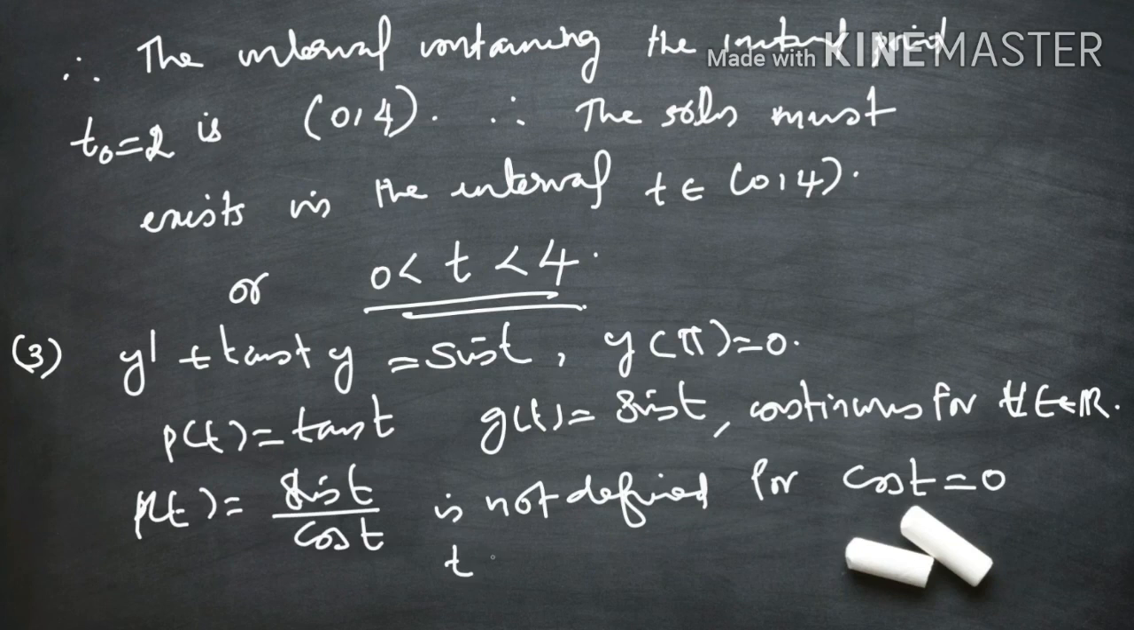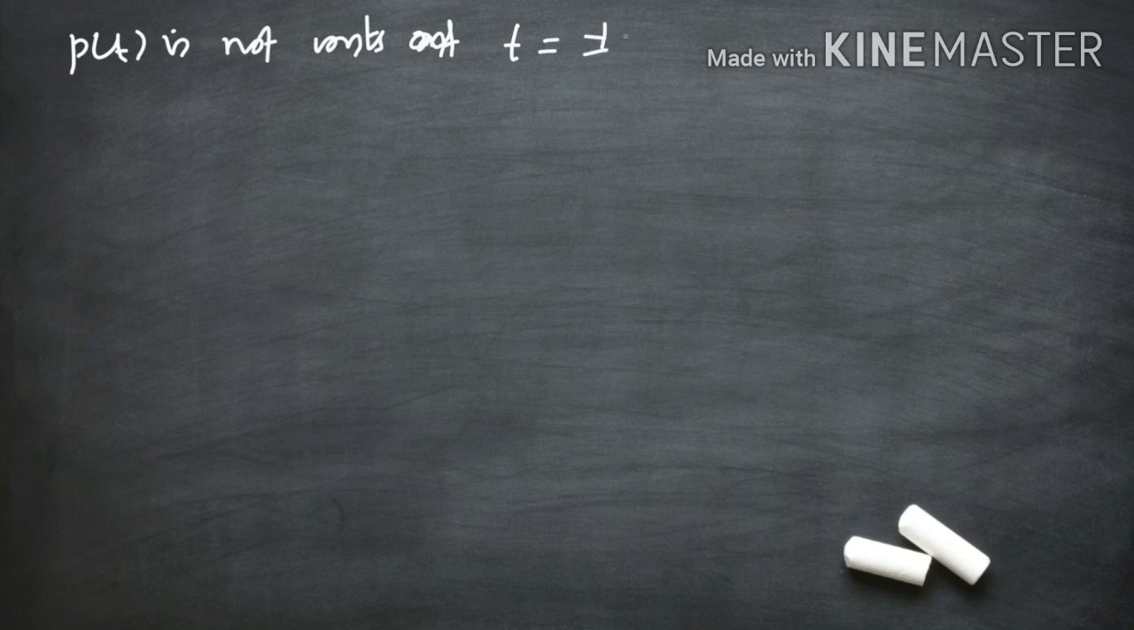Cos t equal to 0 when t is equal to 2n plus 1 pi by 2, odd multiples of pi by 2, where n belongs to Z, isn't it? Integers, set of integers. So p of t is not continuous at t equal to plus or minus pi by 2, plus or minus 3 pi by 2, plus or minus 5 pi by 2, etc.